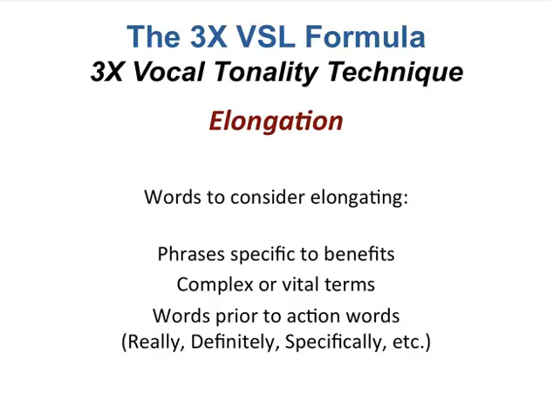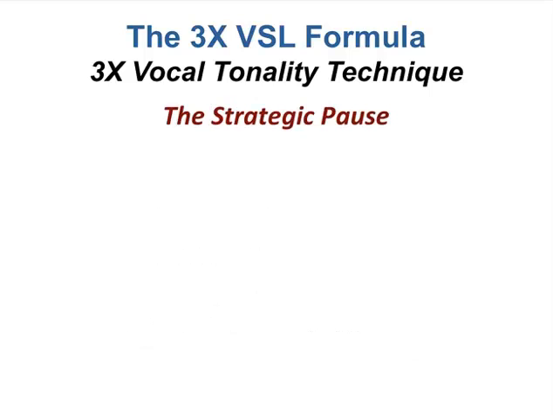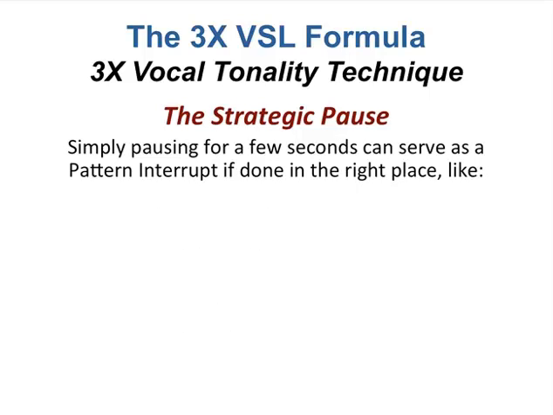And they're very simple. In fact, the next is called the strategic pause. Now, this is pausing for a few seconds, and it can serve as a pattern interrupt without using any images, without using any fancy words, any curiosity words like we talked about. There are 2 different types of pattern interrupts. There's the image interrupt and there's the verbal interrupt. This is neither. A pause in the action is a pattern interrupt.